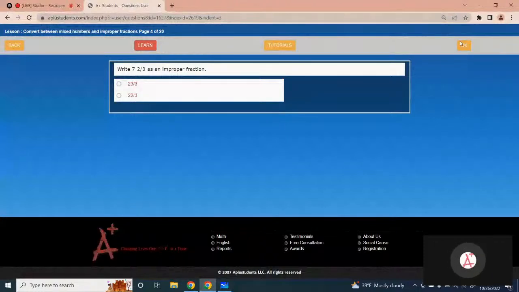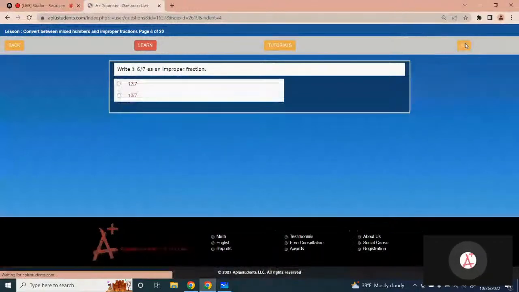Okay, the next one is write 7 whole 2 by 3 as an improper fraction. So the correct option is, yes, it is 23 over 3. Very good. So the correct option is 23 over 3.